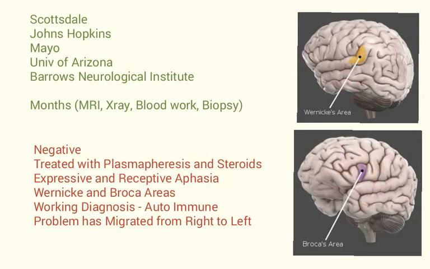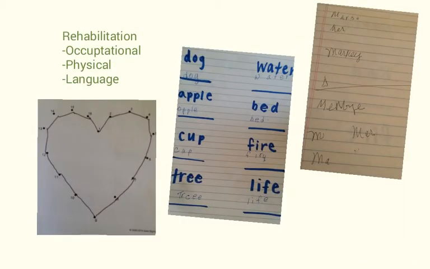The working diagnosis currently is that there's some sort of an autoimmune problem. What has been fascinating to me is that the problem has migrated literally from the right to the left side of her brain. Patient M is now going through a variety of occupational, physical, and language therapies.